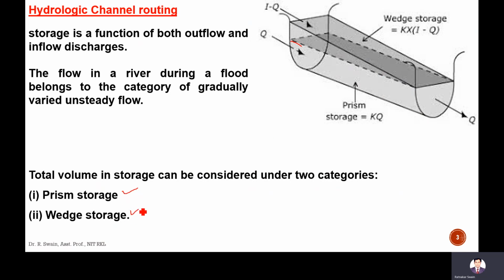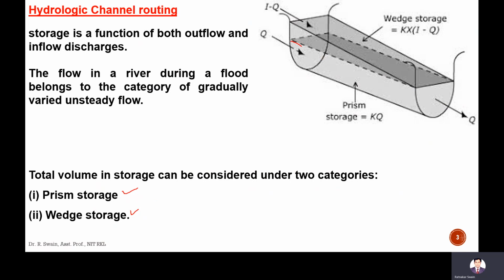The wedge storage is due to GVF. Due to GVF, there will be advance of flood and there will be retardation of flood. During flood entering, it is called advance of flood, and during retardation of the flood, the flood is leaving from the channel, from that particular control volume.